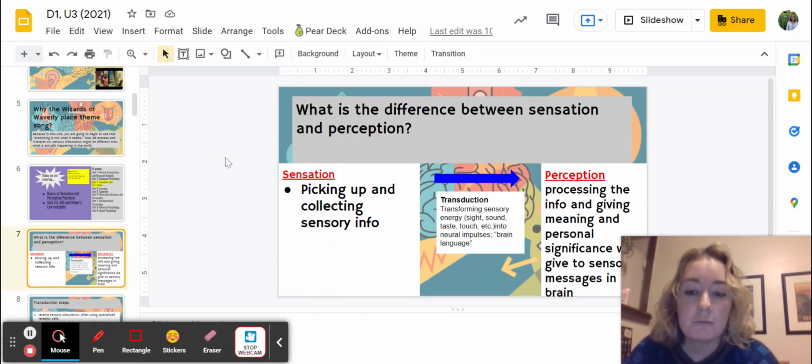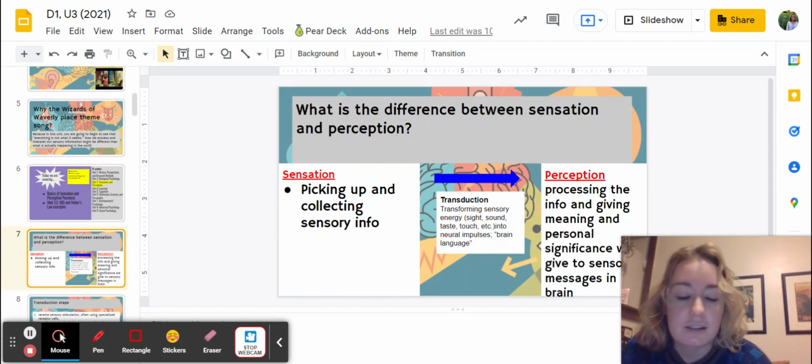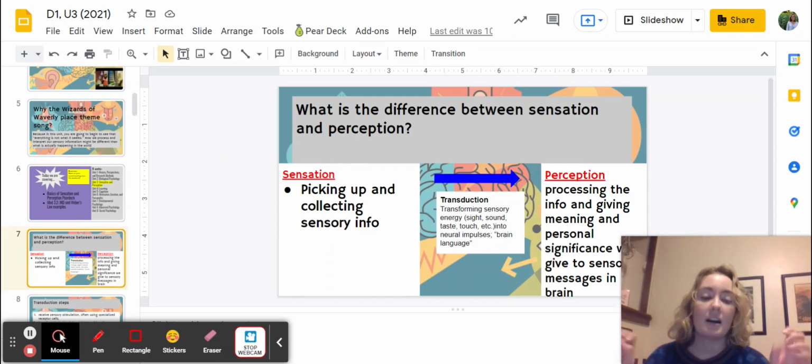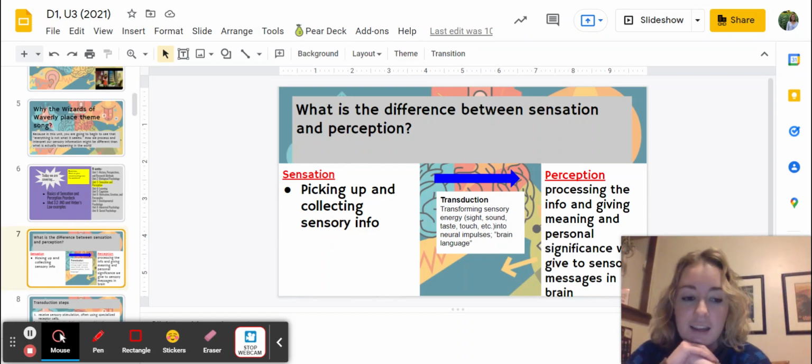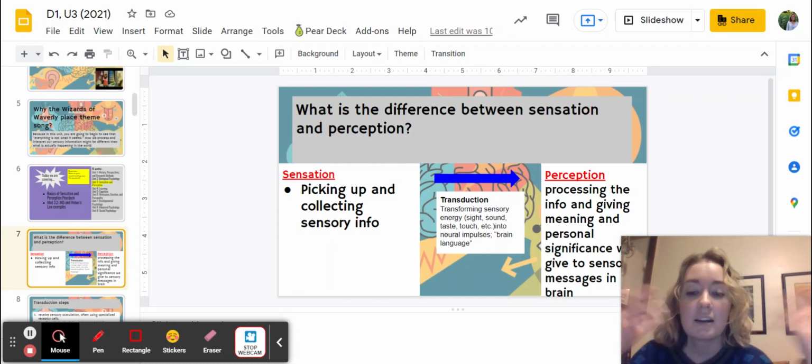So first we got to tackle what are the definitions of sensation and perception, and how are these different? So sensation is just the act of picking up and collecting your sensory info, depending on what it is, right? If it's touch, it's going to go in through your hands or whatever it is. If it's sight, it's going to go in through your eyes. If it's hearing, obviously your ears, right? It's the act of collecting that information from the world and getting it into your body.